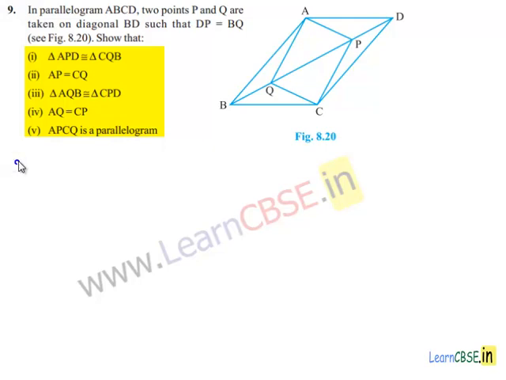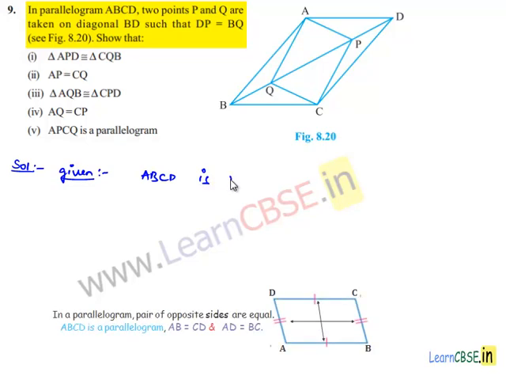Now moving on to the solution. Let us note down the given information, that is ABCD is a parallelogram. Let us note down the properties of the parallelogram, that is AB will be parallel to CD and also AB will be equal to CD, and AD will be parallel to BC and AD will also be equal to BC.